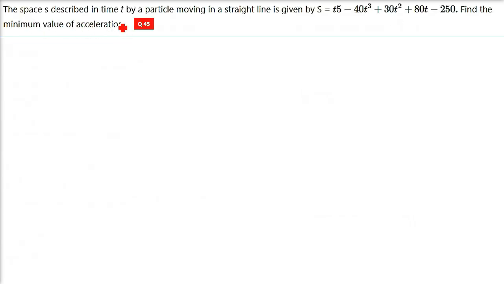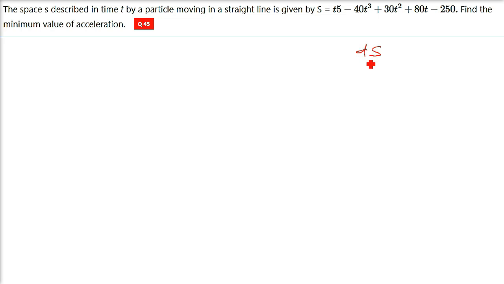The space S described in time t by a particle moving in a straight line is given by this one. Find the minimum value of the acceleration. Now this question is related to an earlier question which I told you about: the equation being given, just don't go about differentiation and double differentiation. You have to come up to the question.